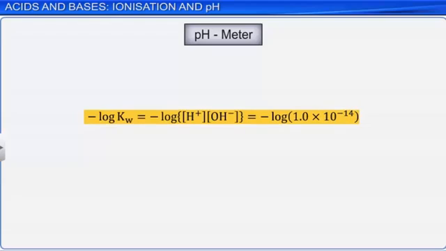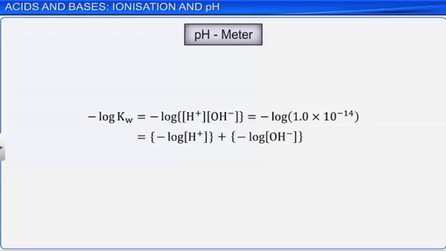Negative log of H plus and OH minus ion concentrations can further be written as negative log H plus ion concentration and negative log of OH minus ion concentration. This is equal to negative log of 10 to the power of -14. As negative log of Kw is equal to pKw, negative log of H plus ion is equal to pH, and negative log of OH minus ion concentration is equal to pOH.